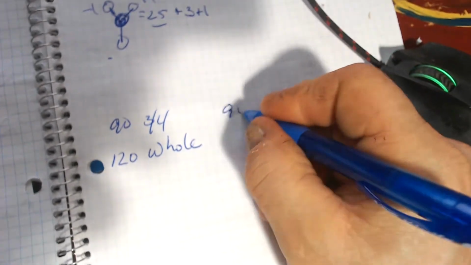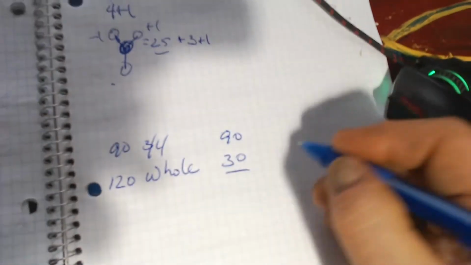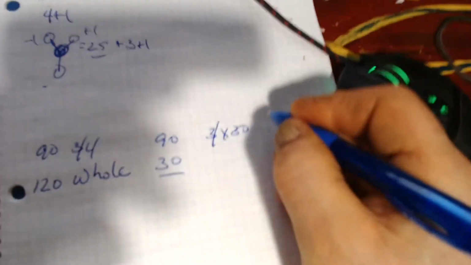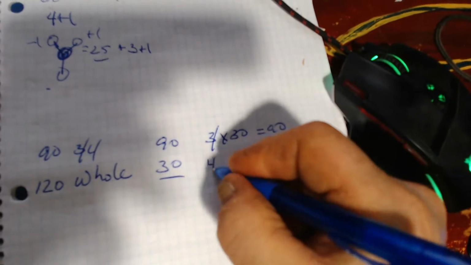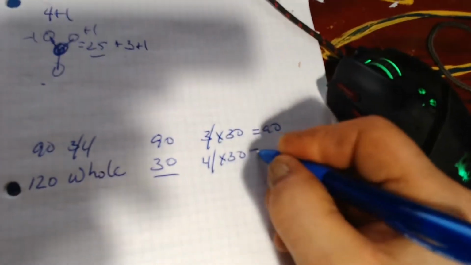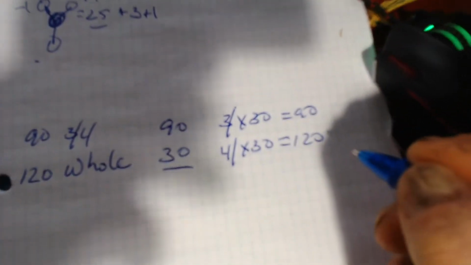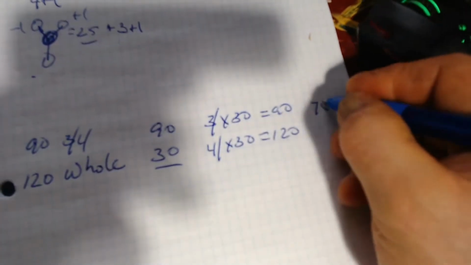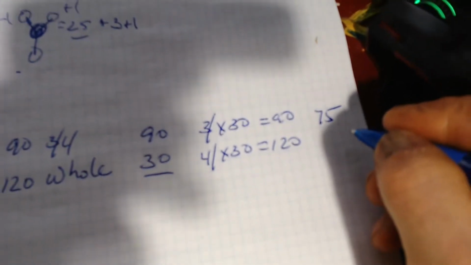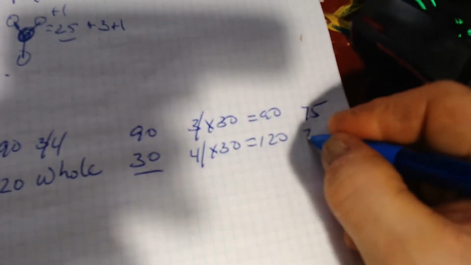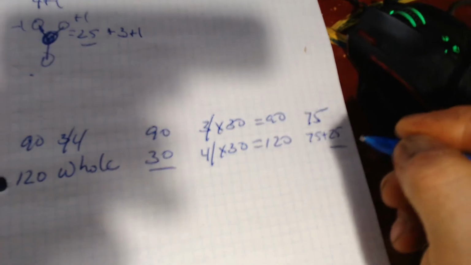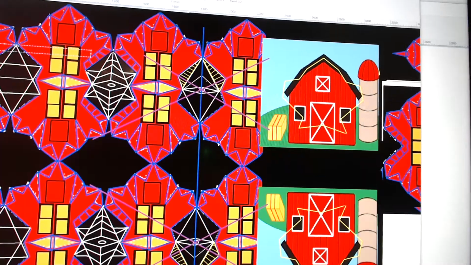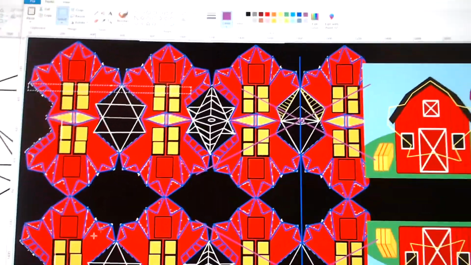And the reason for that is 90 and 30 is the difference. So 3 times 30 equals 90, and 4 times 30 equals 120, which means it takes 4 of these and 3 of these, so this gets a 75% mark. And this is 75 plus 25. This is the way we're going to look at it. The other thing we're going to look at real quick is the Canadian flag.